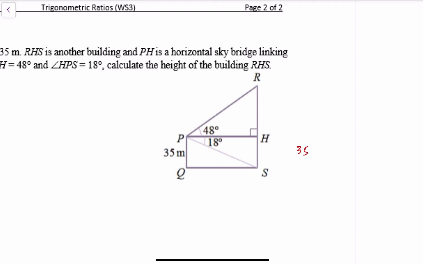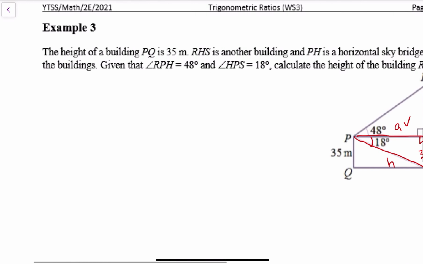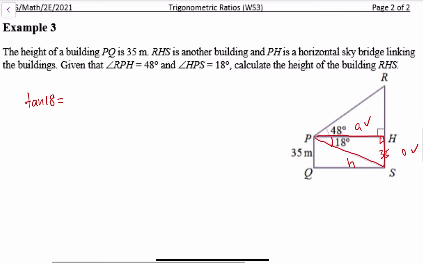Now, knowing that this is 35 and this is 18 over here, I can use trigo on the triangle in red by first labeling it. So these are my sides. I need to be able to find A because I need the A so that I can find RH. So this is A, I need to know it. O, I have it. So I will need to use tangent 18 degree equals to 35 over PH. I need to know PH.